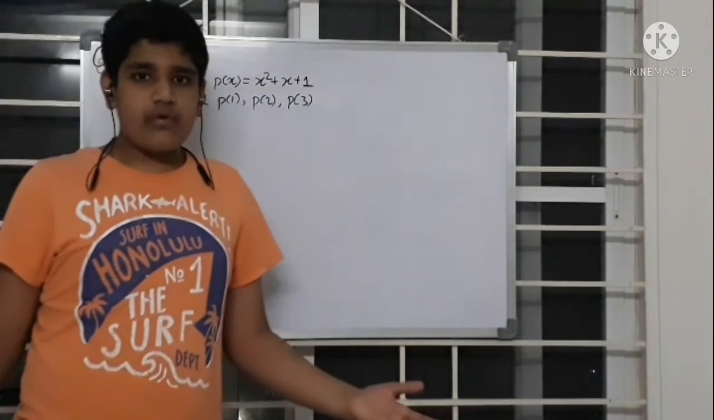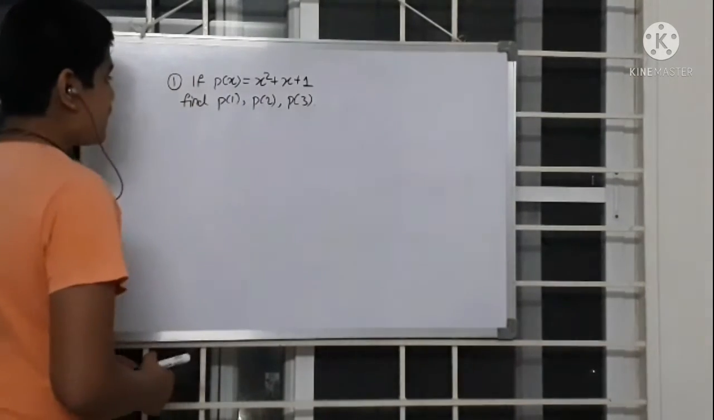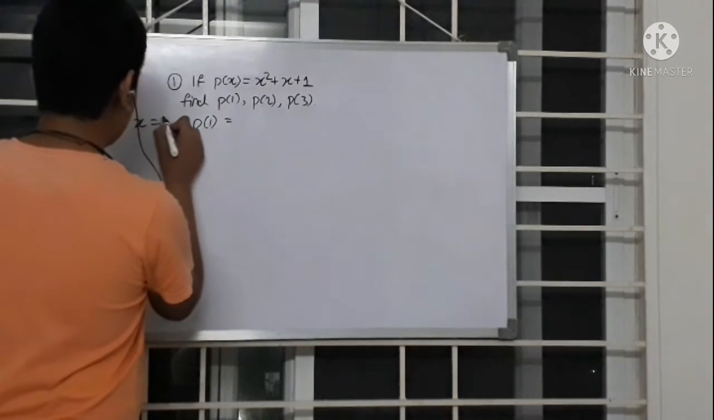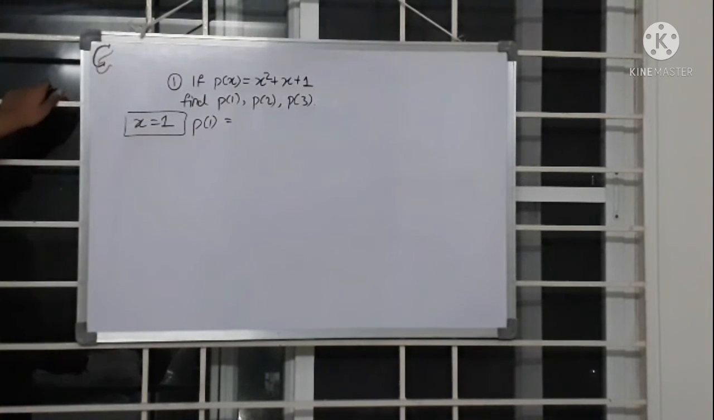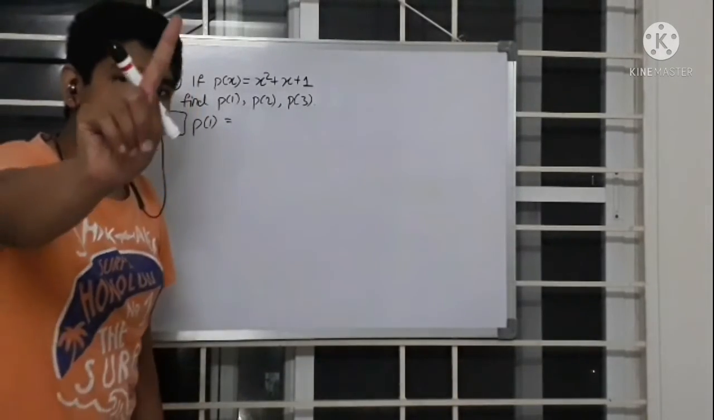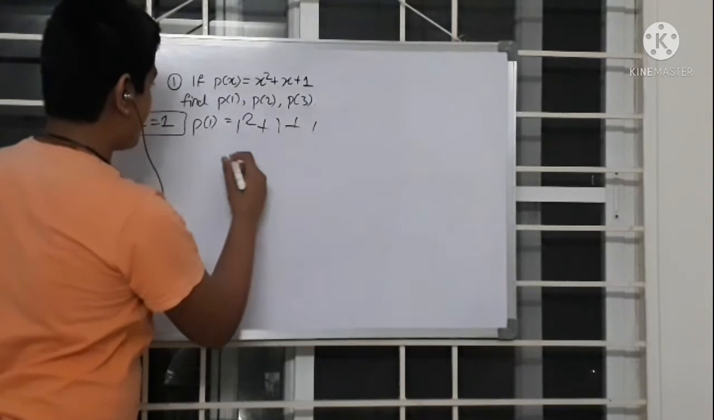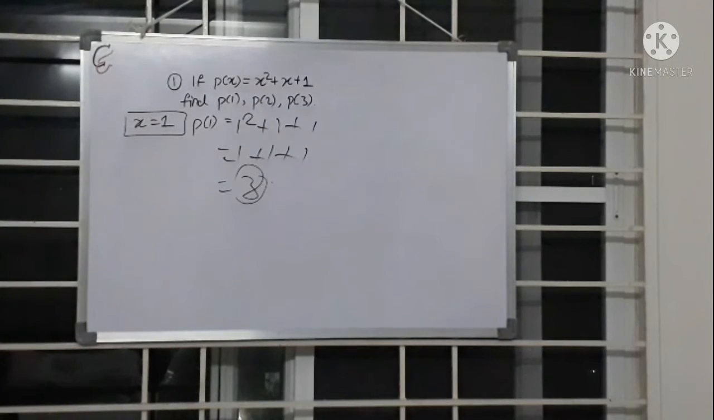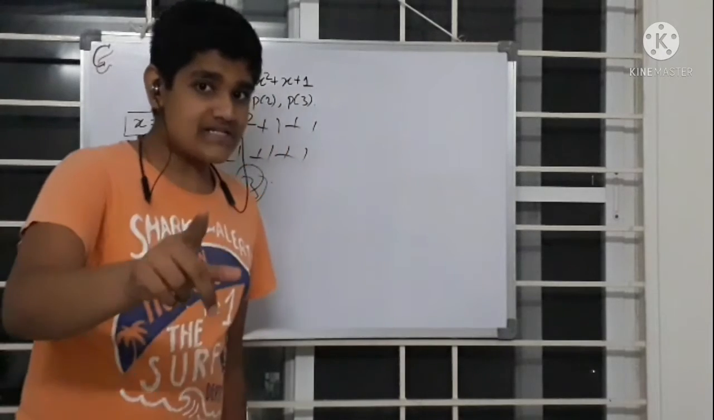This is a very simple problem. Now see, p of x is equal to x square plus x plus 1. Now p of 1 means the value of x is becoming 1, right? So now you have to substitute wherever you find x in the equation with the number 1. That's all, completed. 1 square plus 1 plus 1, 1 plus 1 plus 1, 3. Yes? Clear? Are you understanding?